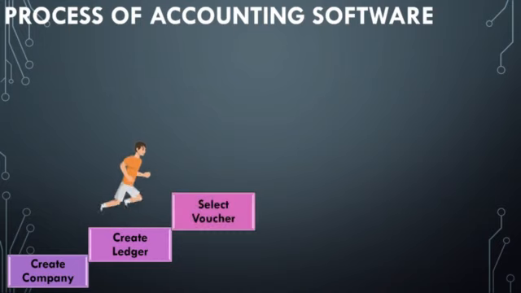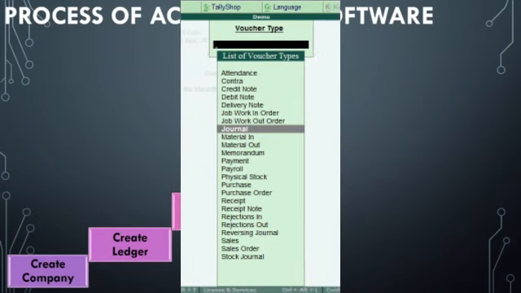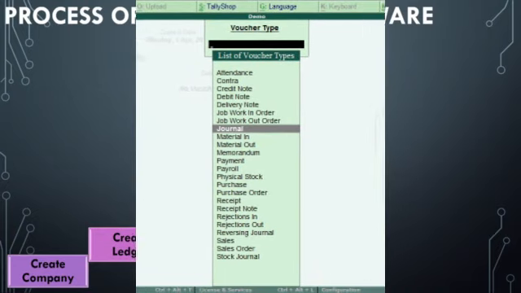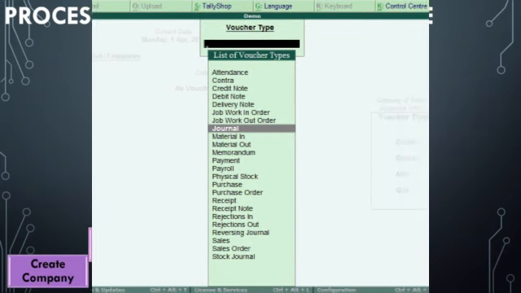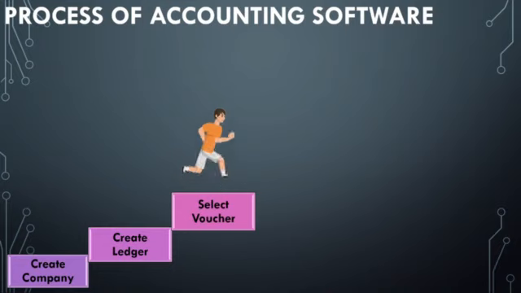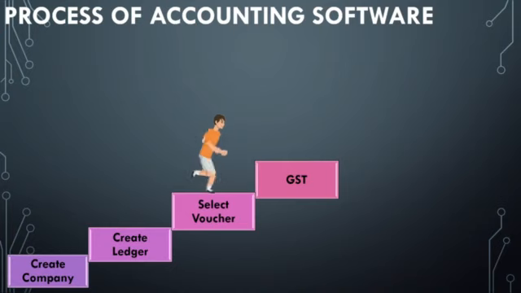Then the third step is selection of the correct voucher. Based on the nature of the transaction, it is very important to select the correct voucher, and selection of the correct voucher may give you correct reports like balance sheet, profit and loss account, etc. As we all know, GST has been applied on every purchase and sale since July 2017 in India. So correct GST calculation has to be done for goods or services as per the sale or purchase. So the next step is to calculate accurate GST.